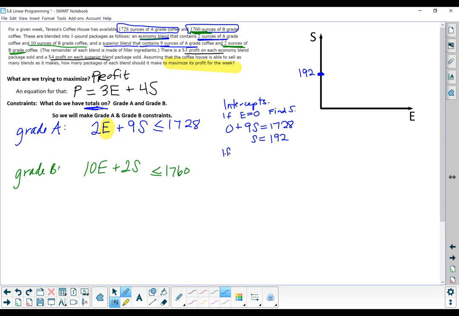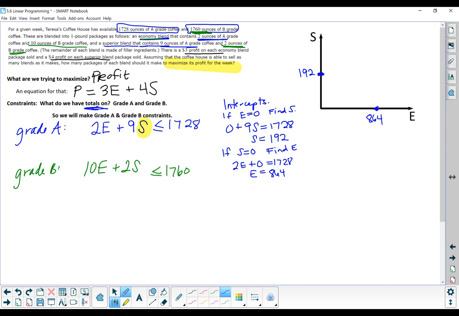So now I'm going to do the same thing and set S equal to 0. I'm setting this S equal to 0, so I end up with the equation 2E plus 0 equals 1728. So to solve for E, I just need to divide 1728 by 2. That's 864. And again, I'm going to just put it kind of in the middle. And those lines would connect.